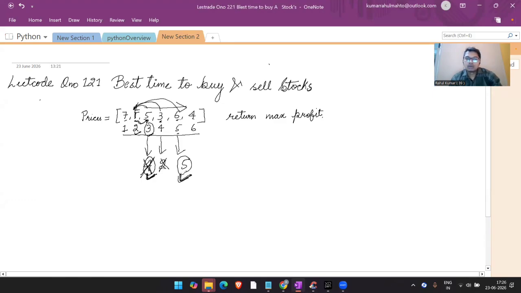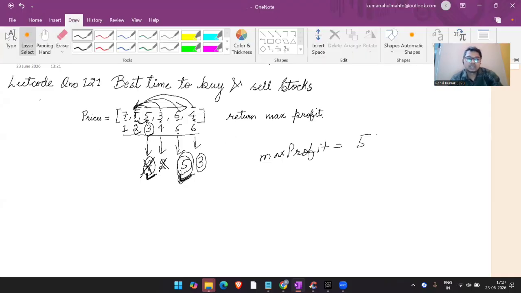But I still have one more scenario left, so I will check this one also. At the 6th day, how much is the price of the stock? 4. So let me calculate how much profit I can gain. 4 minus 1, how much? 3. So my maximum profit will still be 5 because 3 is less than my previous maximum profit. So in this case, my maximum profit will be 5. Okay, fine. Now, how can we approach this problem?